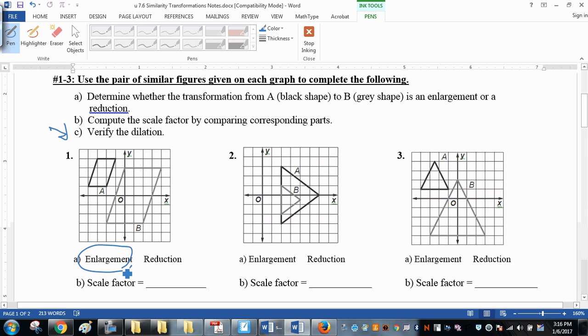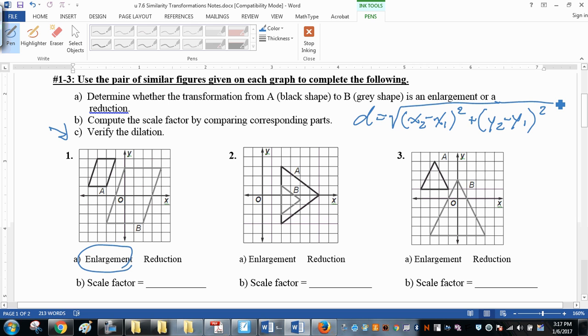Now, to find that scale factor, what we need to do is find the length of two corresponding sides. To do this, we can use the distance formula. Remember, the distance formula equals the square root of (x2 minus x1) squared plus (y2 minus y1) squared. We take the two points and subtract them. Now, that's a lot of work, and that will work for any side.